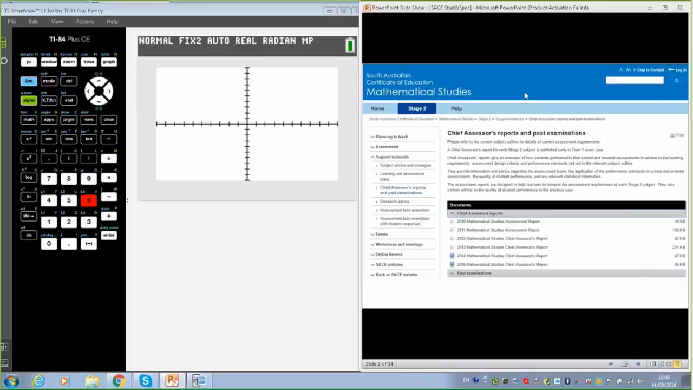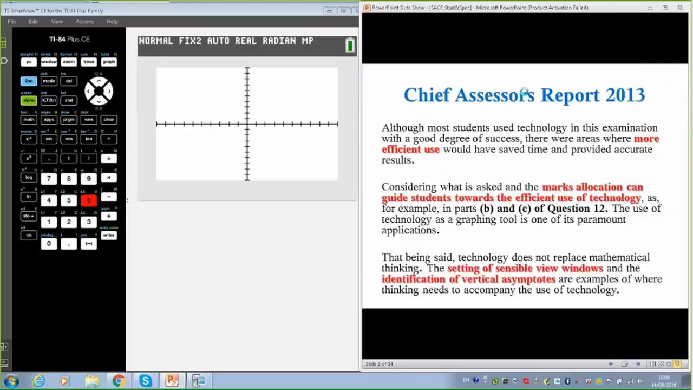So I've taken some from the Chief Assessor's report for 2013 studies that is focused on the technology aspect. It's very interesting that it talks about how students need to be more efficient when they use the graphics calculators and the technology rather than just using it. Looking at not only being efficient, but the marks that are associated with those questions, and we'll focus on that in a minute on question 12 from that year.